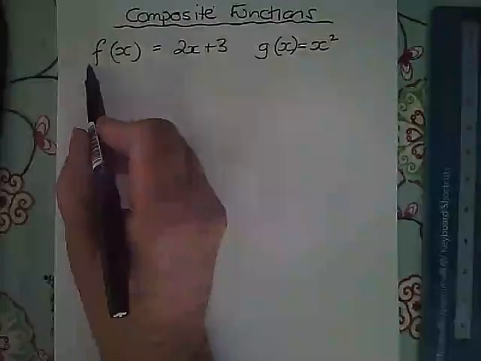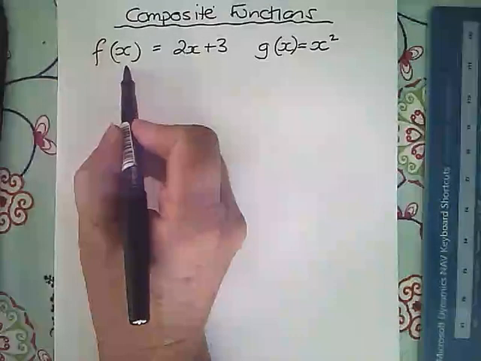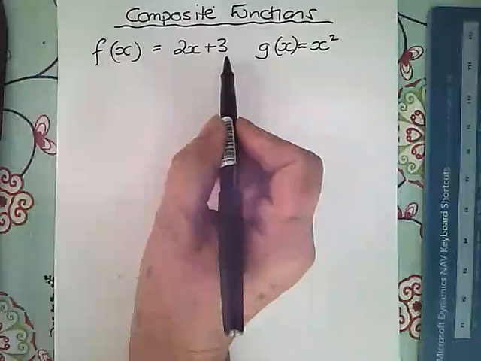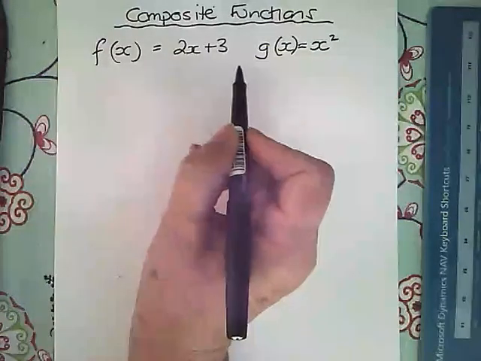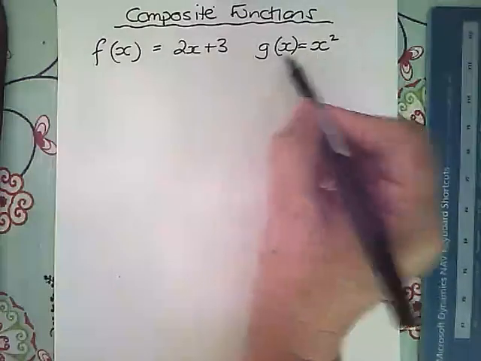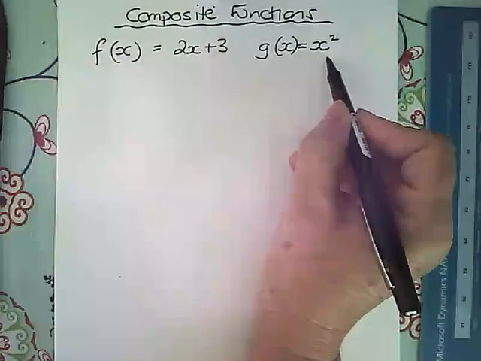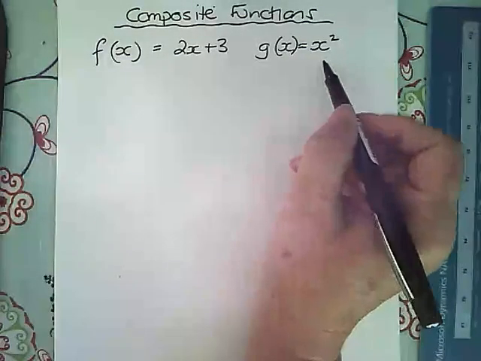You can see here that we've got two functions. This f of x function is 2x plus 3, which means whichever value we have for x, we times it by 2 and then add 3. And g of x, we are just going to square the x value.